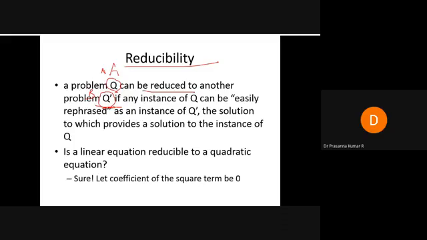Let's consider a linear equation that can be reducible to a quadratic equation. We have a linear equation reducible to a quadratic equation, letting the coefficient of the square term be taken as 0. So this is an example for reducibility. Why did I introduce this concept? This concept is very important to understand the other two classes, NP-hard and NP-complete.